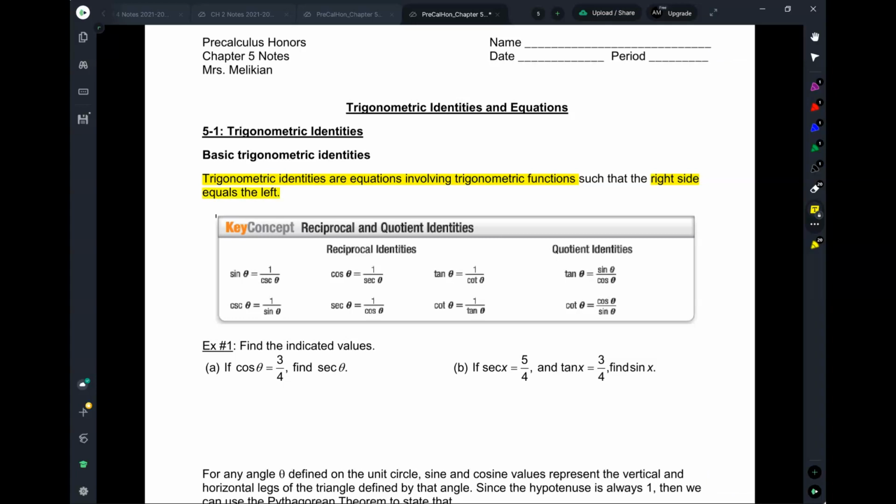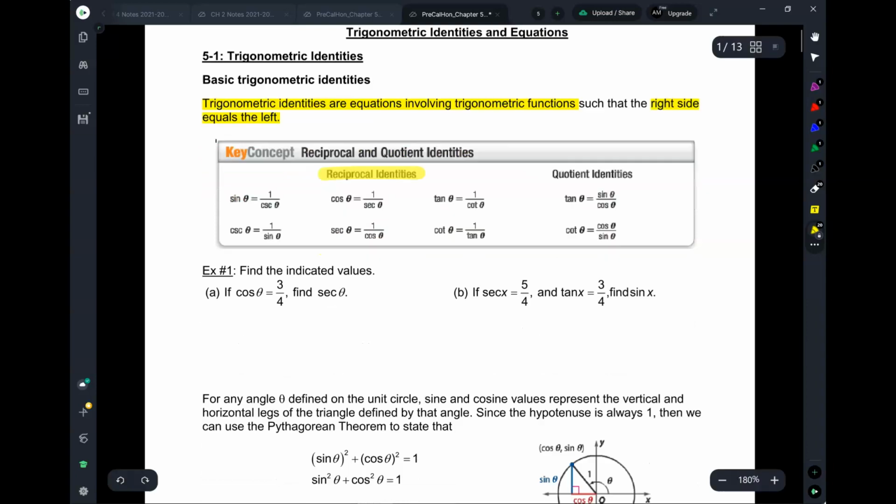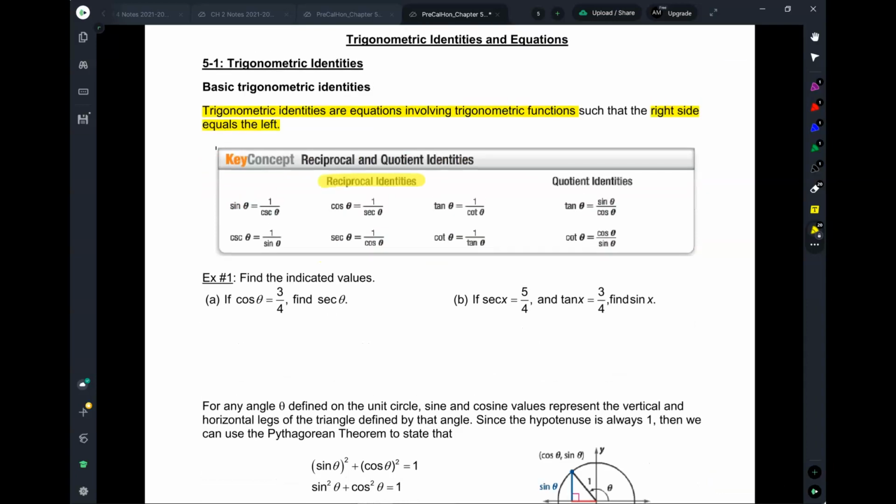So for example, the first set of identities are these reciprocal identities, which you guys already know, right? You know that sine is 1 over cosecant, cosecant is 1 over sine. You know them. You just didn't know that these are identities. They're basically relationships between the cosecant and the sine, the cotangent and the tangent. So these are the reciprocal identities.